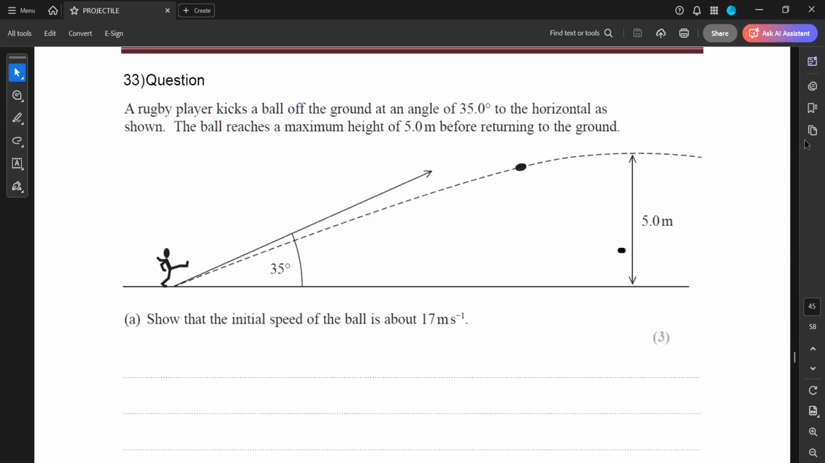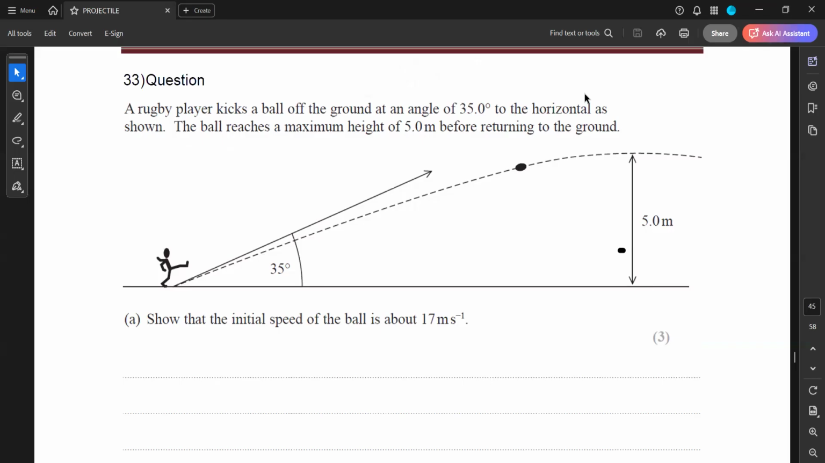Question 33. A rugby player kicks a ball off the ground at an angle of 35.0 degrees to the horizontal as shown. The ball reaches a maximum height of 5 meters before returning to the ground. Show that the initial speed of the ball is about 17 meters per second.